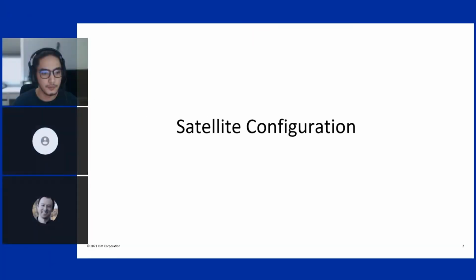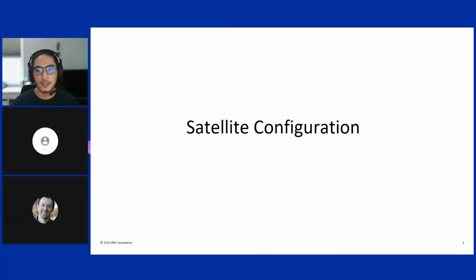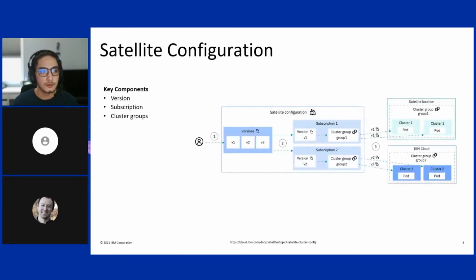Yep. Yeah, so like what Dave and Jan mentioned, satellite configuration allows you to specify what Kubernetes resources you want to deploy in your group of Red Hat OpenShift clusters that run in your satellite location or even in IBM Cloud. So for the key components of satellite configuration, we have versions, subscriptions, and cluster groups. A cluster group specifies a set of OpenShift clusters that are registered with the satellite config component and that are included in the satellite configuration.